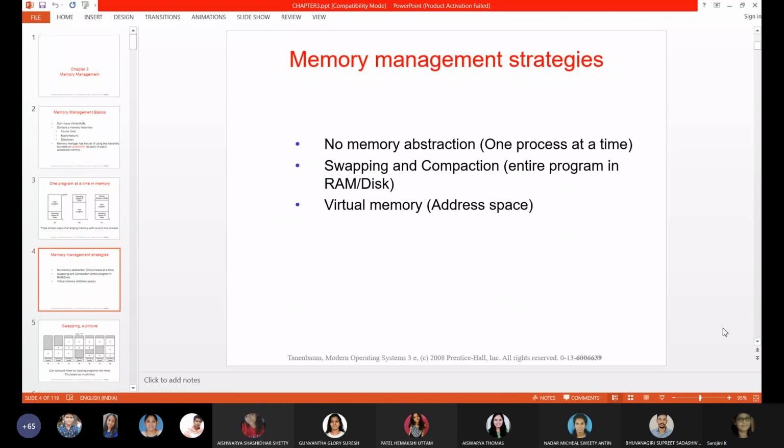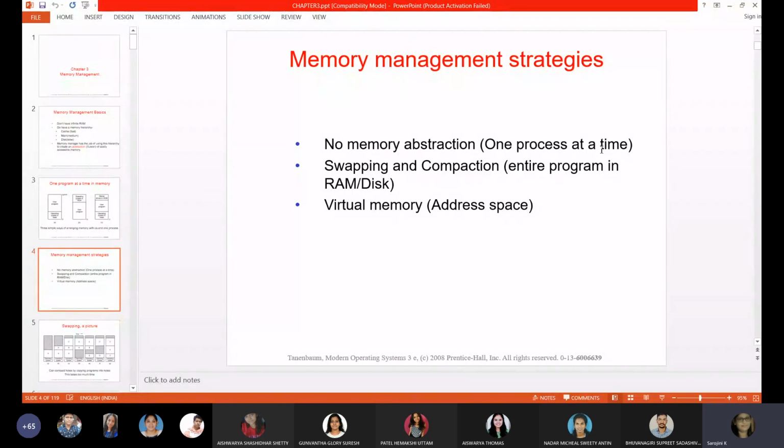What is important is this: memory management strategies. There are three different memory management strategies. The first is no memory abstraction. Always remember, no memory abstraction. That means the operating system did not create any illusion at all. It is not necessary that the operating system should create an illusion, that is, abstraction, because there is one process at a time.